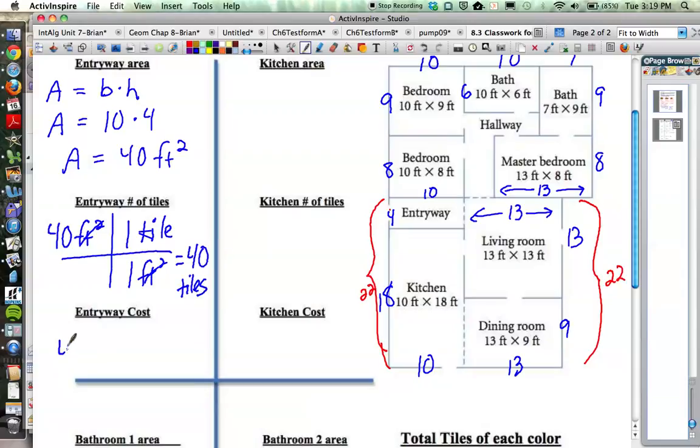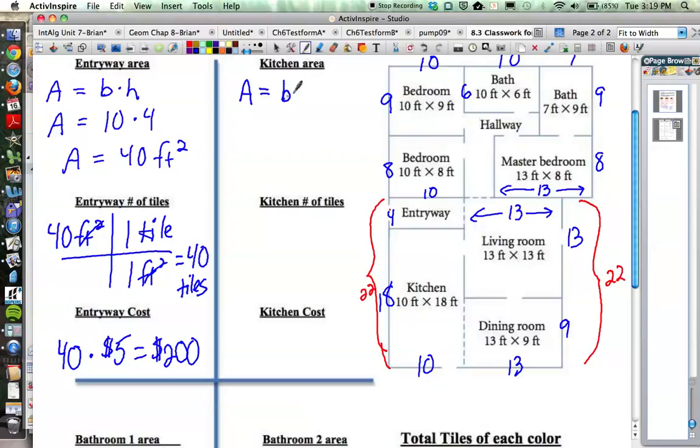Each of those 40 tiles costs $5. So 40 times $5 is $200. So that's how much we will be spending on the tiles for the entryway. The kitchen uses the same tiles.